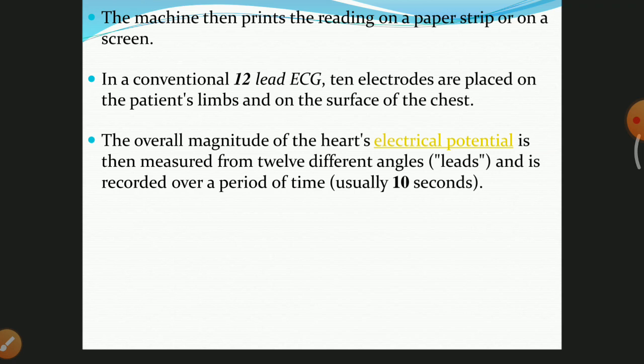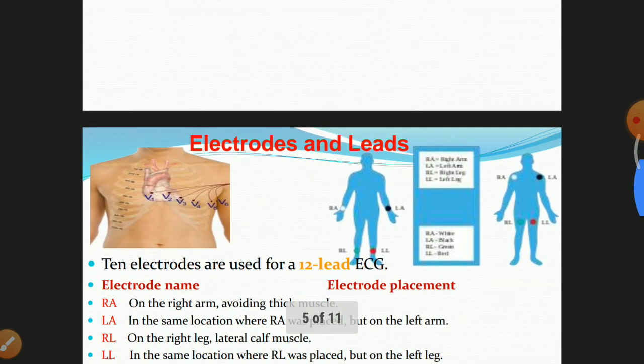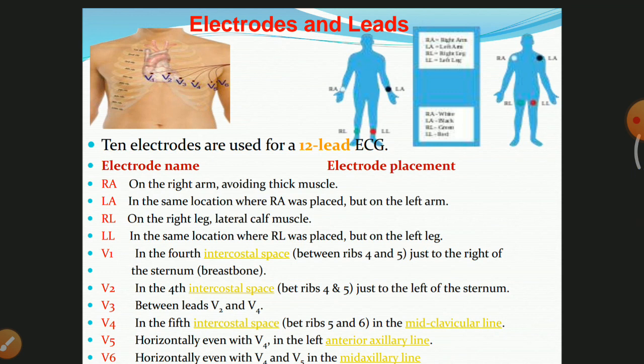In a conventional 12 lead ECG, 10 electrodes are placed on the patient's limbs and on the surface of the chest. The overall magnitude of the heart's electrical potential is then measured from 12 different angles, leads, and is recorded over a period of 10 seconds. So within 10 seconds the ECG is taken, and during that time electrical impulses are recorded through the electrodes in the ECG machine. So these are the different electrodes which are fixed on different places on the body.